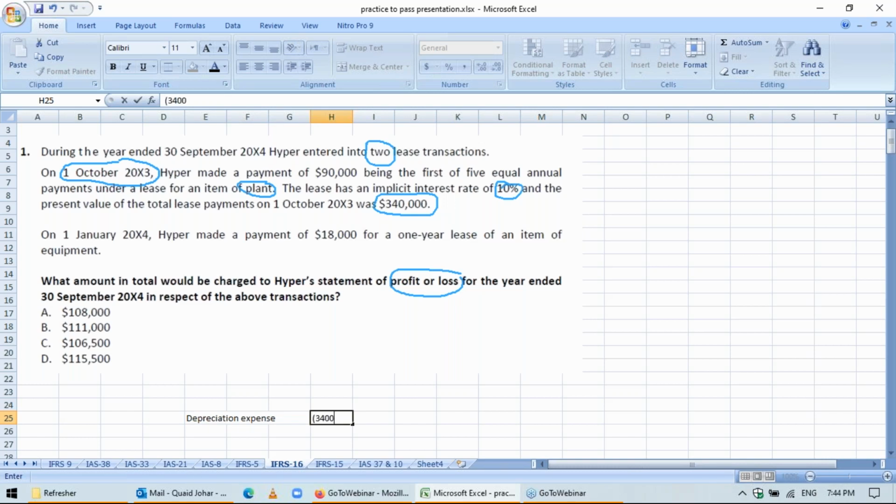So 340,000 is the present value at which you will be recognizing the asset. At this amount, you will be recognizing the asset, the present value of the lease payments, divided by 5 years to calculate the depreciation. So this gives you 340,000 divided by 5, 68,000 is the expense. Then you have to calculate the financial charges.